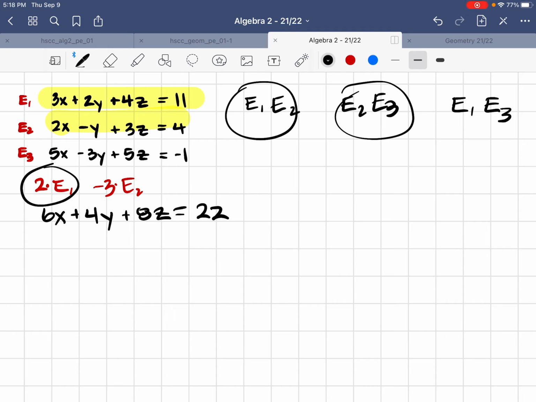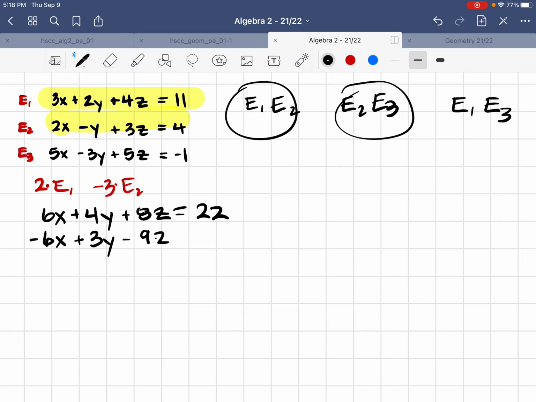So now I've taken care of the 2 times E1. Next, I'm going to multiply E2 by negative 3. So now I multiply. 2x times negative 3 is negative 6x. Now notice that I'm writing it right underneath the first equation. That allows me to combine them when it's ready. Negative 3 times negative y, be careful, that is just positive 3y right there. So we have plus 3y. Negative 3 times positive 3z, that's going to give us negative 9z.